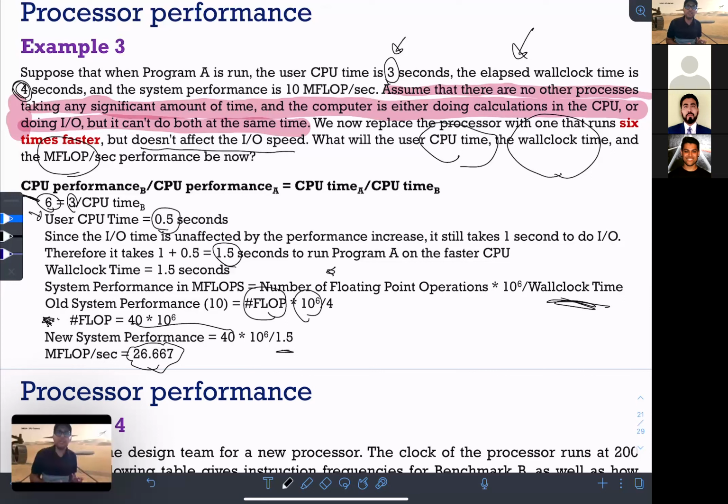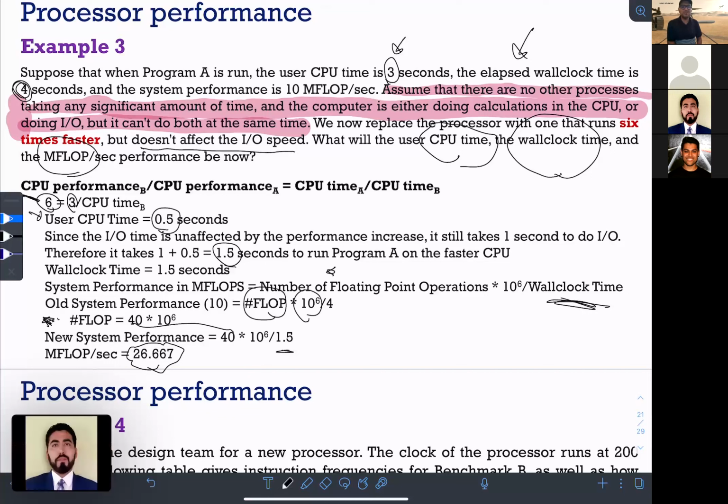Okay, so I'm telling you my system is 10 MFLOPS per second. How did I calculate this MFLOPS per second? It's basically the number of floating point operations divided by the wall clock time times 10 to the 6. This is equal to 10 MFLOPS per second. Do you agree? Okay, I see that. So basically I put 10 equal to this number of operations, which I have no idea what it is, divided by 4, and 10 to the 6 there. I figure out what the number of floating point operations is. Okay, I see that.